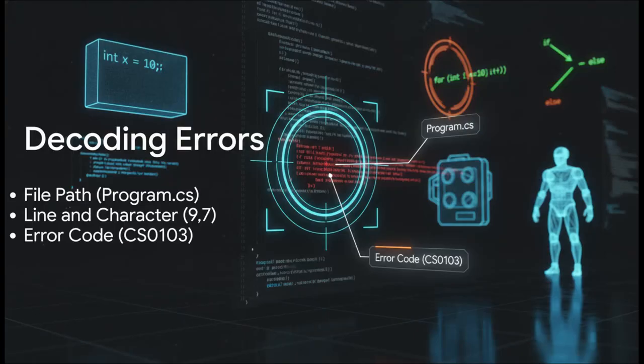Look, even the absolute best architects make mistakes. But the beauty is, when your C# compile time shield catches an error, it doesn't just crash and leave you guessing. It gives you exact GPS coordinates to fix the problem. It hands you the precise file name, the exact line number, and even the character position, like line 9, character 7. Then it tosses you a specific error code, like CS0103, which you can easily punch into the documentation to squash that bug instantly.